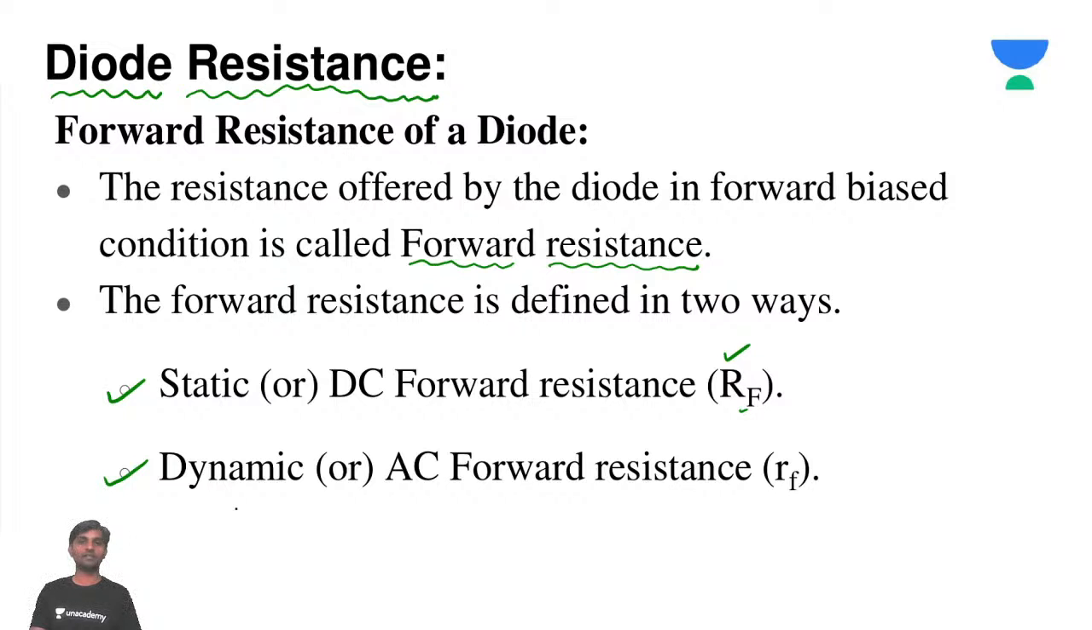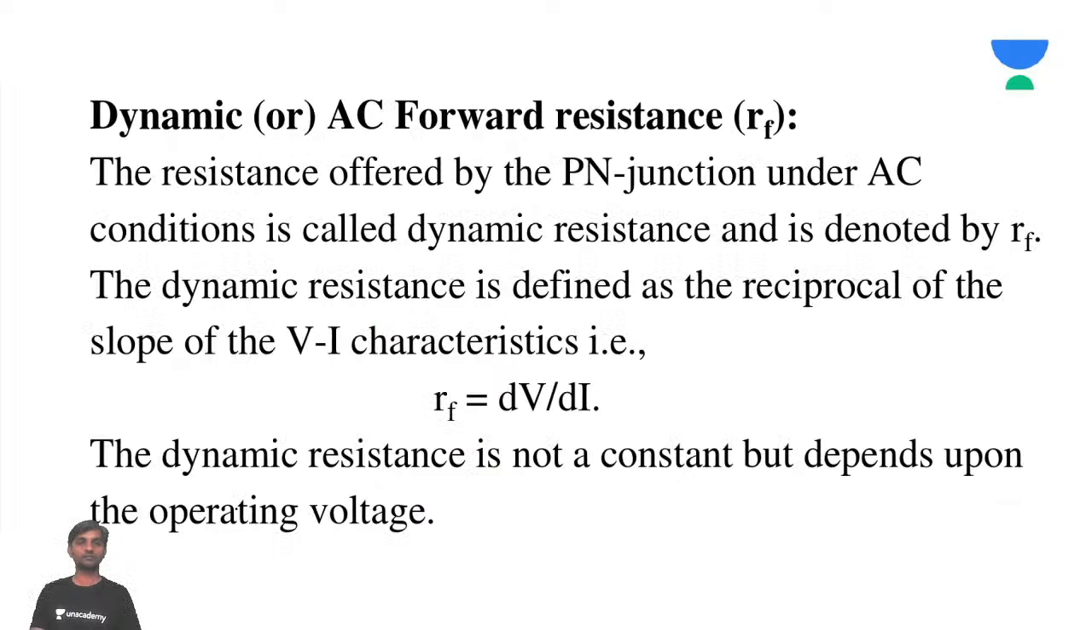Then what is dynamic resistance? The dynamic resistance offered by a PN junction diode under AC conditions is called dynamic resistance and is denoted by rf. That is, the dynamic resistance is defined as the reciprocal of the slope of the VI characteristic, that is dV by dI.